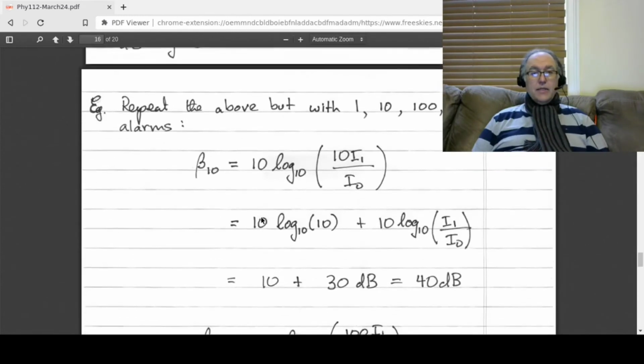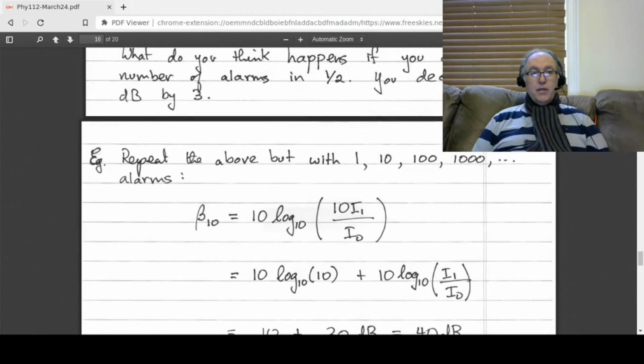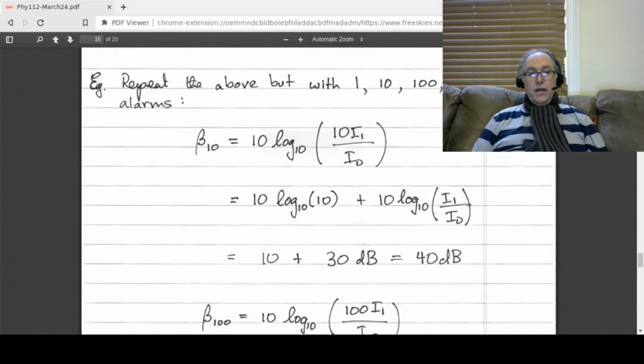Let's take a look at doing the same thing, but now we're going to have 1 bell, then 10, then 100, then 1,000. So we're going to increase it this time by a factor of 10. So beta 10, the decibel intensity of 10 bells, is going to be 10 log of 10 I1. And again, the log converts the multiplication there into addition. So you're going to have basically beta for I1, which is the 30 decibels right there.